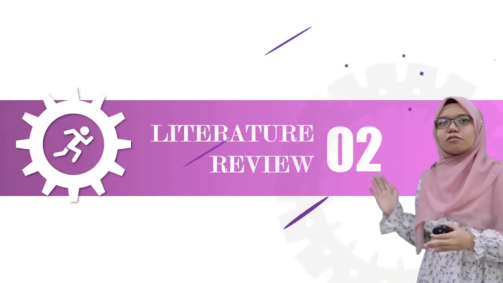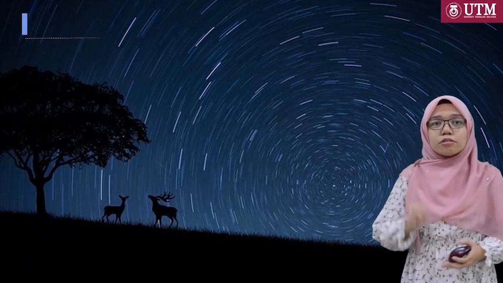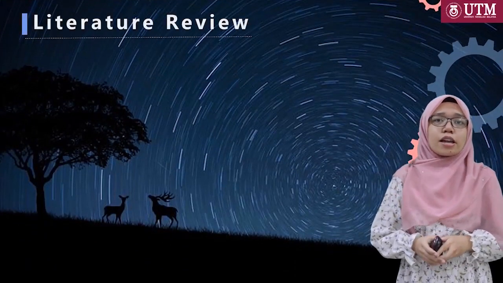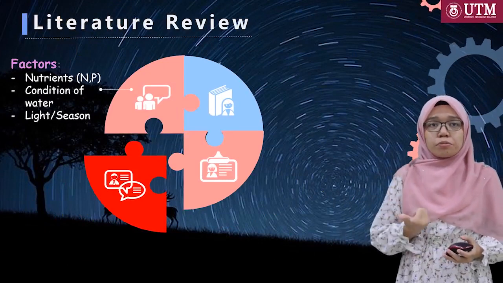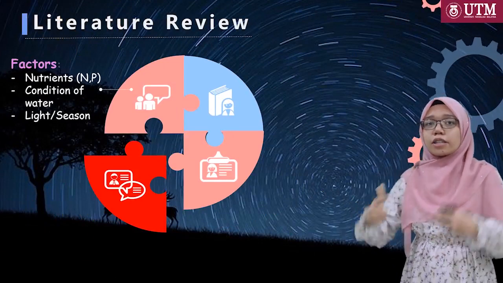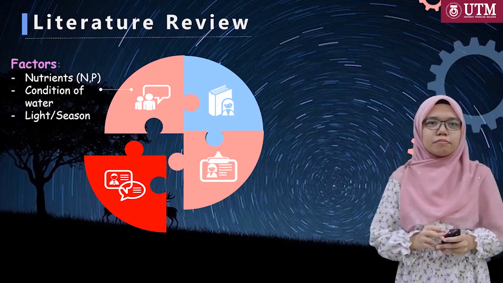Next, on to the literature review part. There are 3 significant factors in causing FHAB: the nutrients, especially nitrate and phosphate, the condition of water that causes agitation, and lastly, the light for the growth of microalgae.